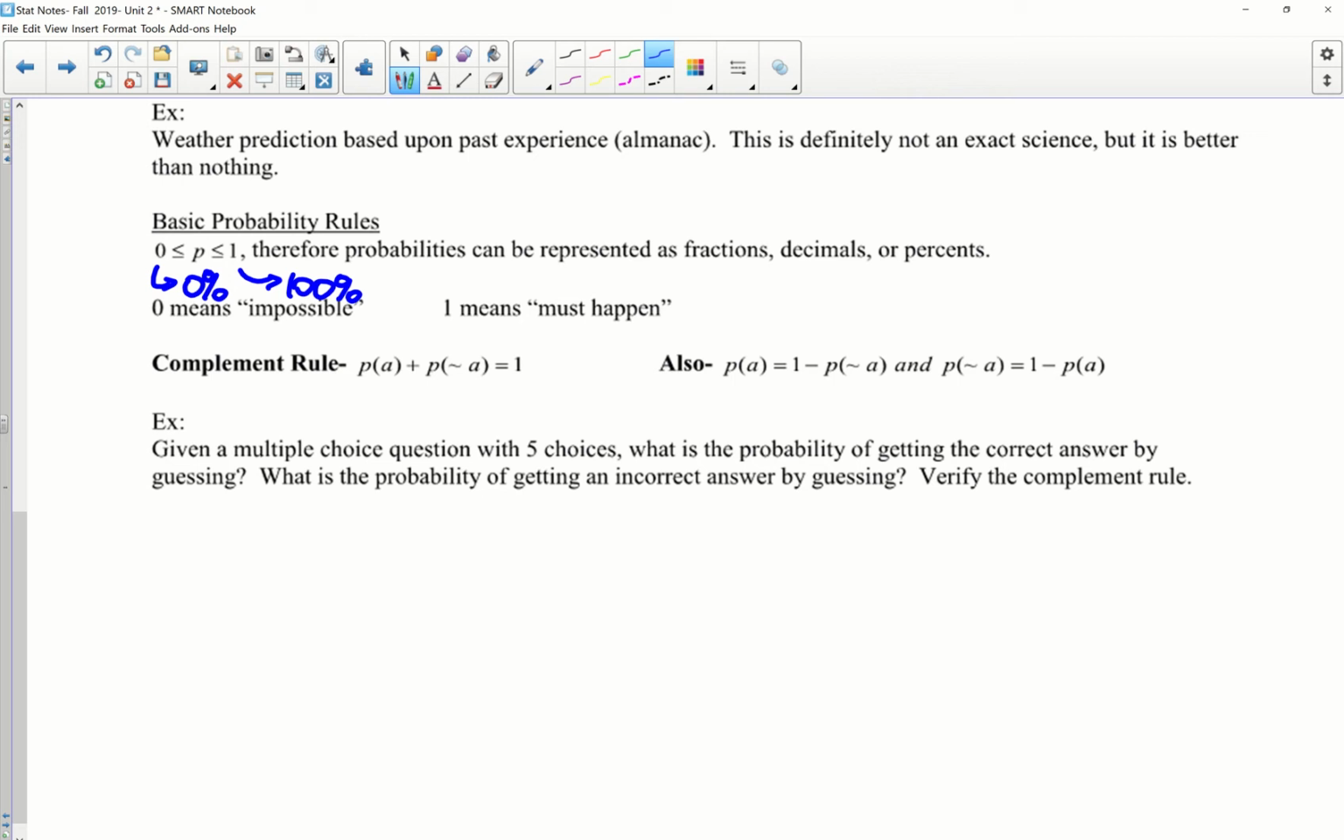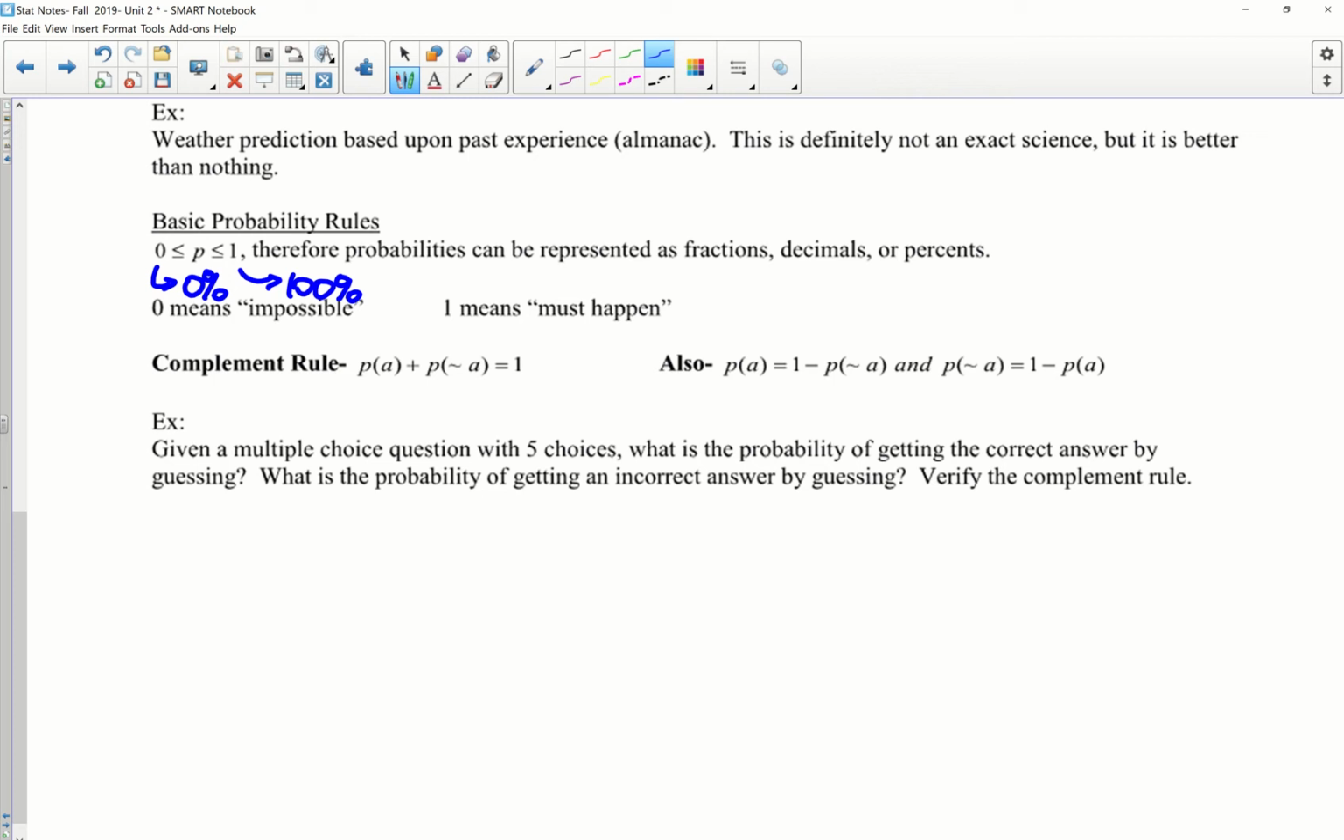If I have a bag that's got red marbles and green marbles in it, and I say, what's the probability of getting a black marble? Well, it can't happen, right? There's only red and green, so that's a 0. Now, if I say, what's the probability of getting a marble? It doesn't matter what marble it is. I'm always going to get it. I'm always going to have success. All right? So that's a 1.